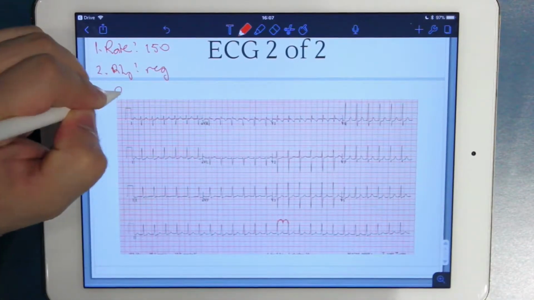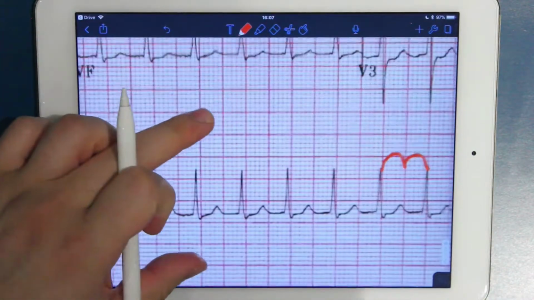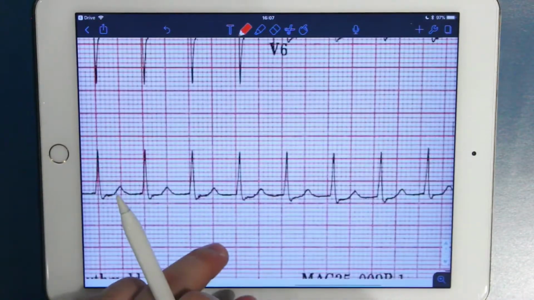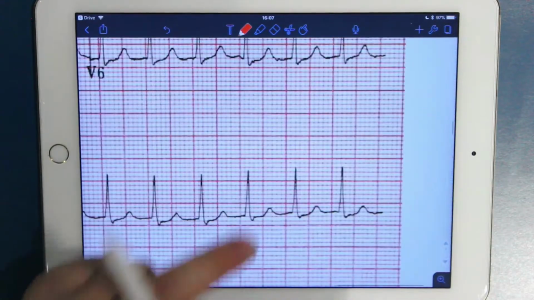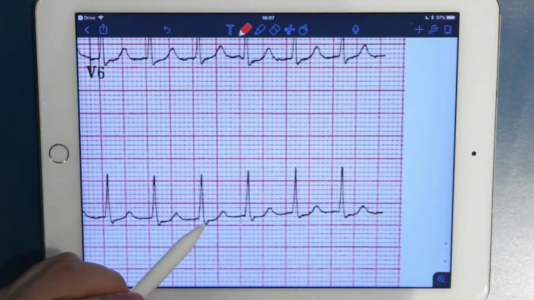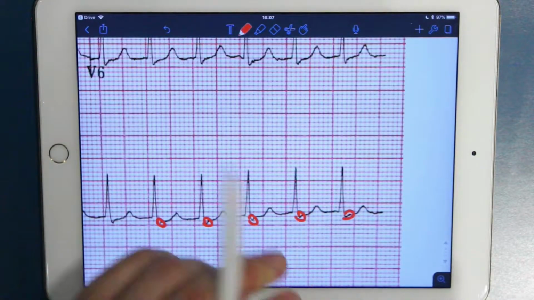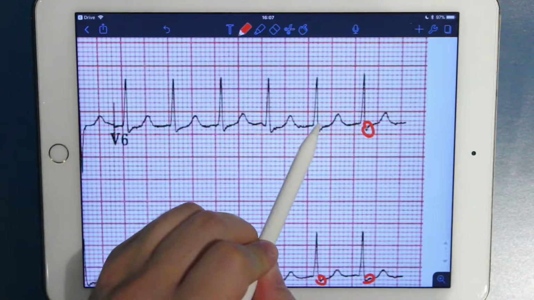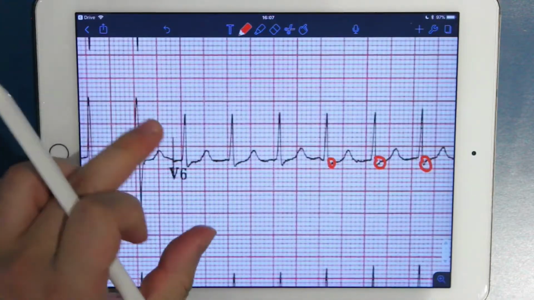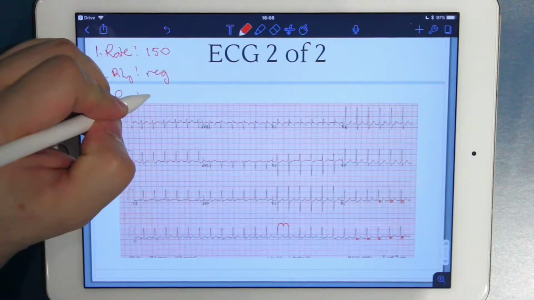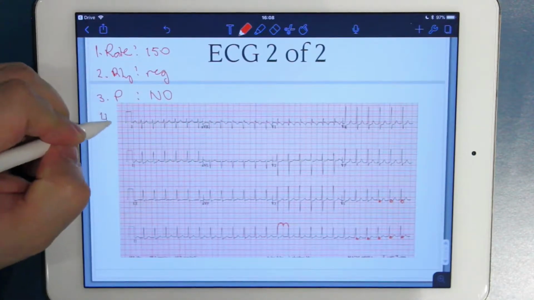Third thing, always check for P waves. Zooming in, P waves not apparent in any leads. One thing you will notice after the R wave is this negative deflection consistently after every R wave, and we can discuss that later, but that's a significant finding. So what we'll say is P waves not present.